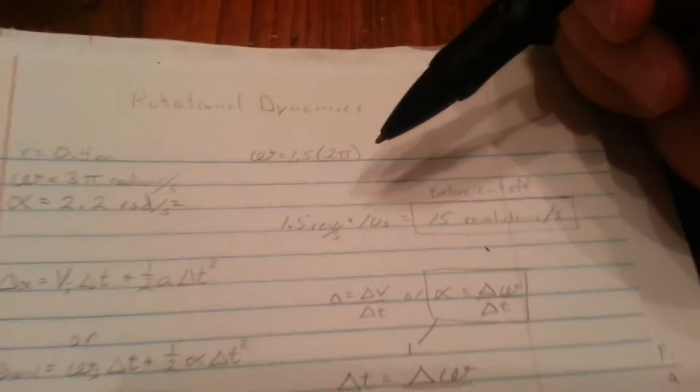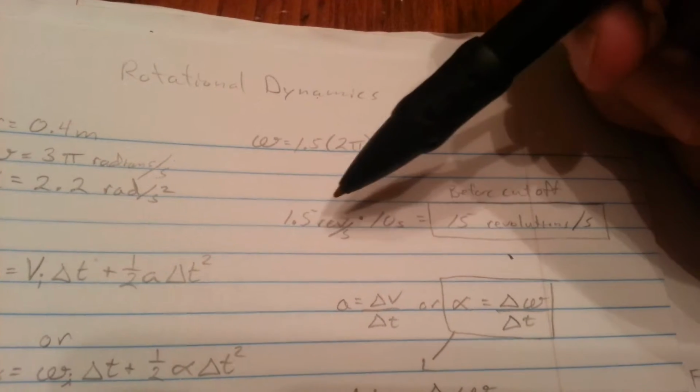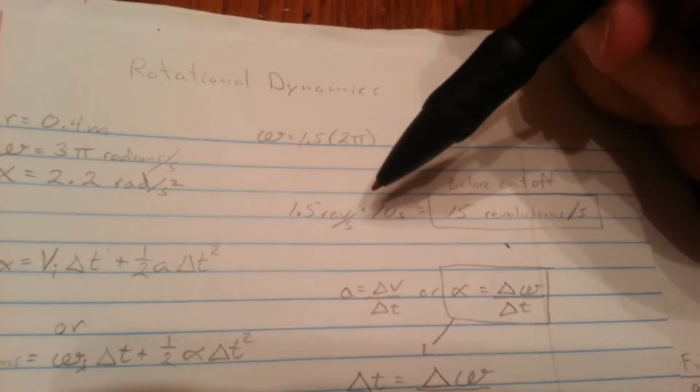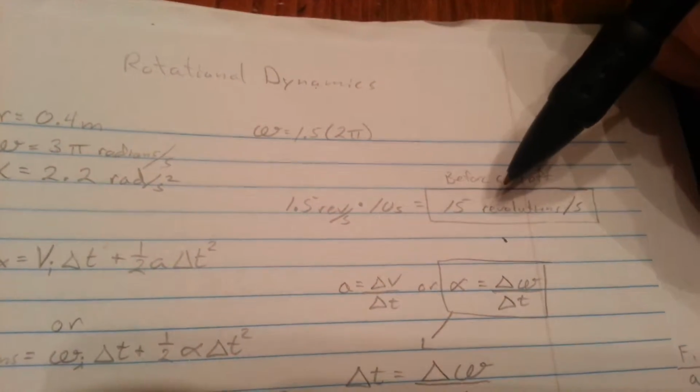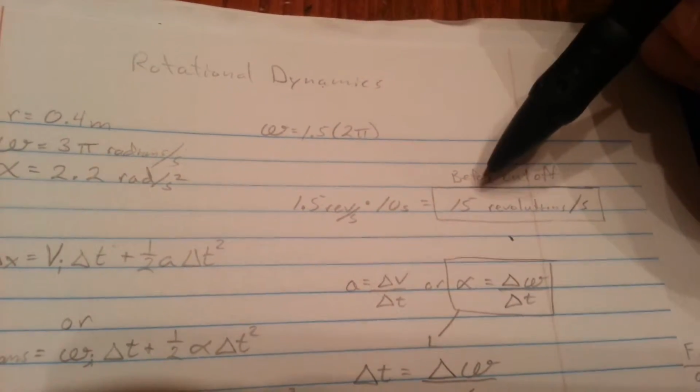Then it says before the fan shut off, it was doing 1.5 revolutions for 10 seconds. And so that's just 15 revolutions, saving that for later.